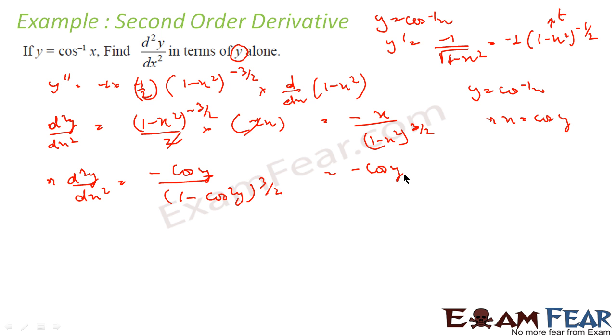That is nothing but cos y by 1 minus cos square y is nothing but sine square y to the power 3 by 2. That is nothing but minus cos y, and this is nothing but sine cube, because 3 by 2 and this is square. This is sine cube y, and that is my answer. Very simple.